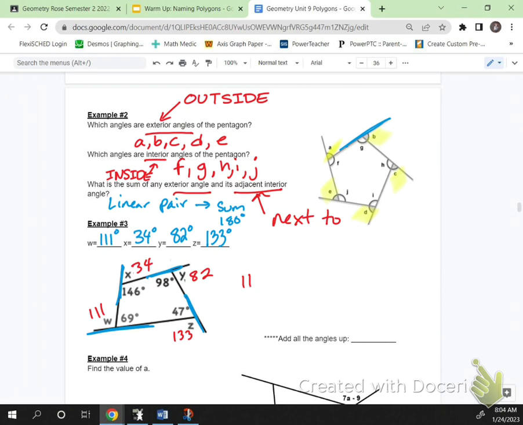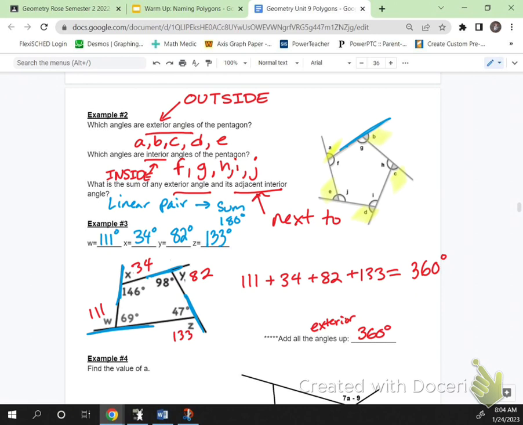Will you add all those exterior angles up? What is happening? 360. 360 degrees? Oh my goodness. Make a note of this. All the angles, I'm going to be more specific. All the exterior angles add up to 360 degrees.